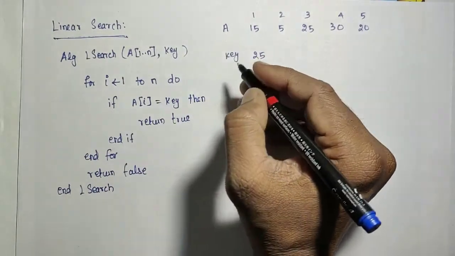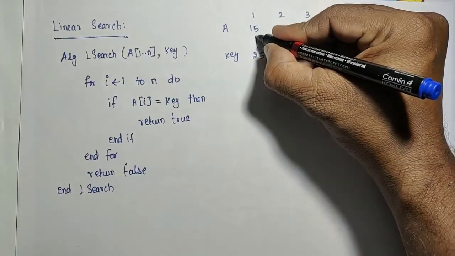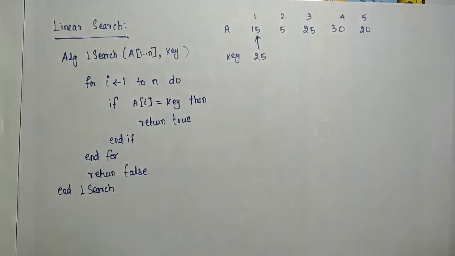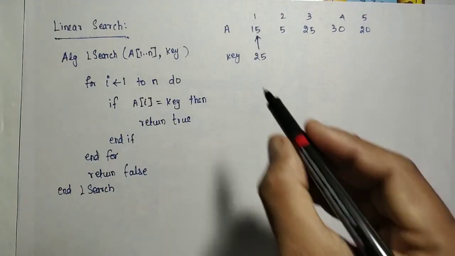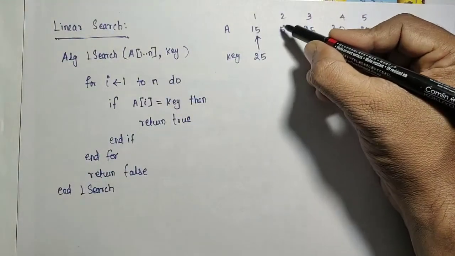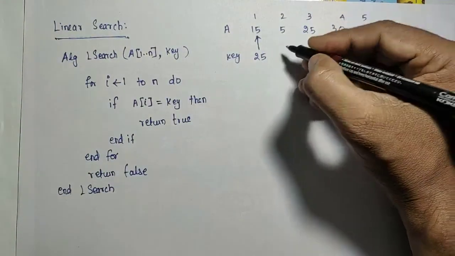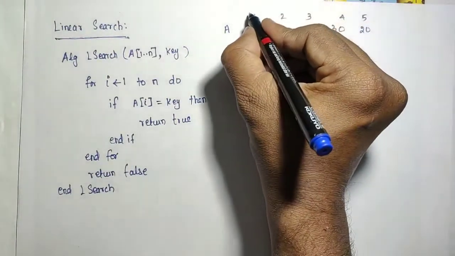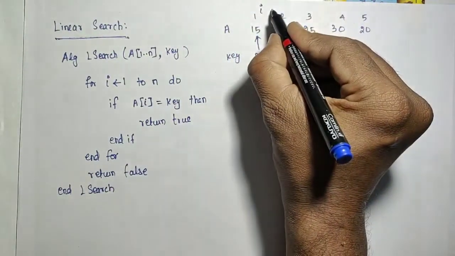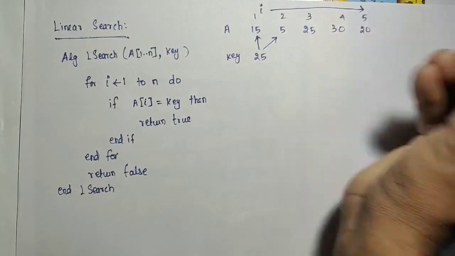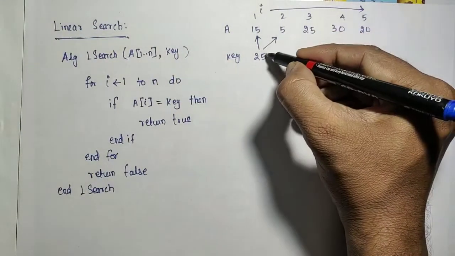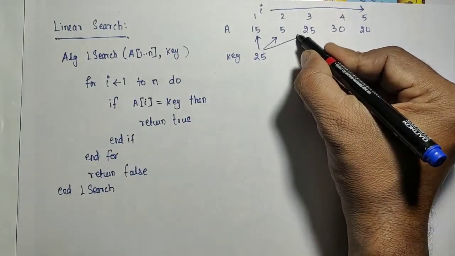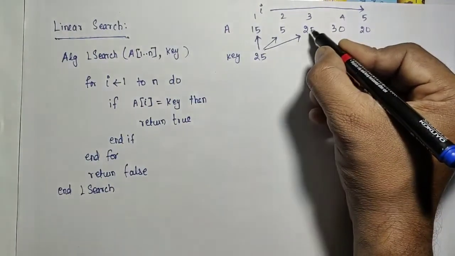These are the inputs. The procedure is that 25 has to be compared with 15 first. If both are equal, it will immediately be returned to the caller, as the element is found. If it is not equal, the iteration will go to the next number. Then 25 will be compared with the second element. So i equal to 1, and it gets incremented. When i equal to 2, 25 will be compared with a of 2. When i equal to 3, 25 will be compared with 25. Now 25 matches.